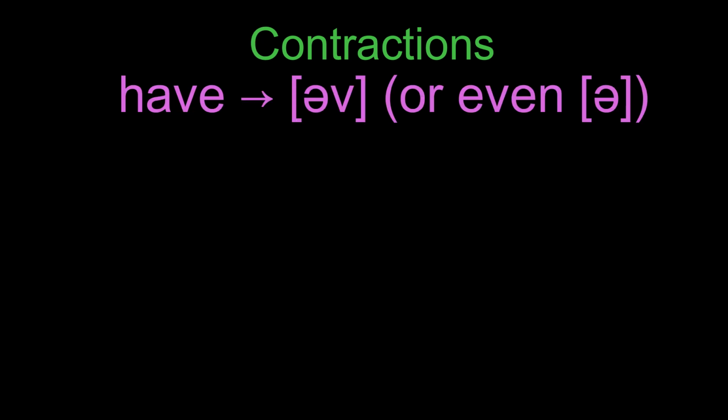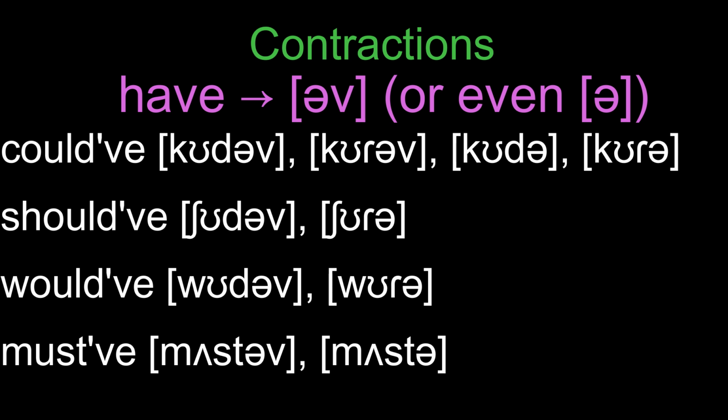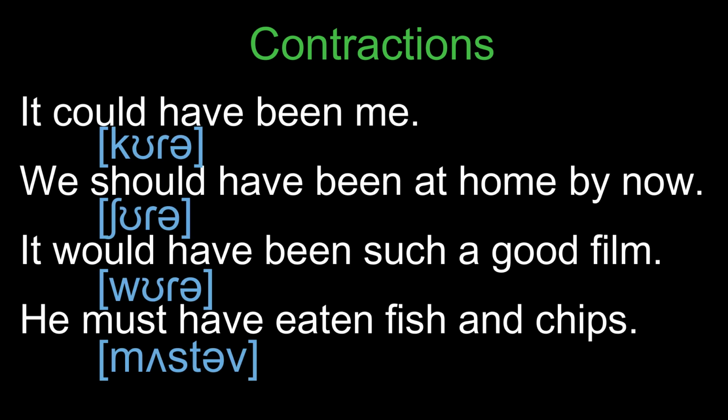Would. When have is contracted, it sounds like of. Could've, coulda. Should've, shoulda. Would've, woulda. Must've, musta. It could have been me. We should have been at home by now. It would have been such a good film. He must have eaten fish and chips.